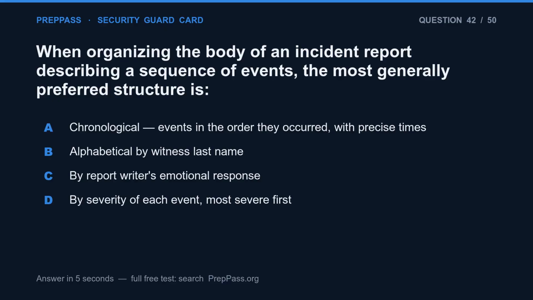Question 42. When organizing the body of an incident report describing a sequence of events, the most generally preferred structure is A. Chronological, events in the order they occurred, with precise times. B. Alphabetical by witness last name. C. By report writer's emotional response. D. By severity of each event, most severe first.